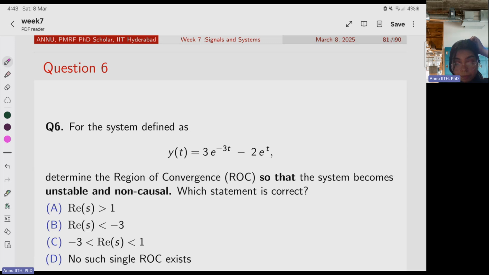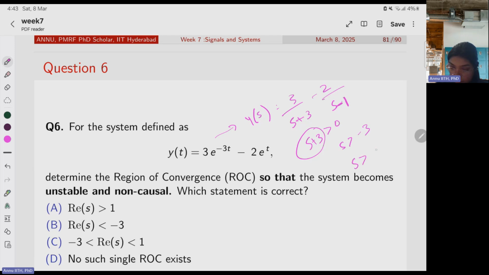Okay. So also for the system defined as y(t) equals 3 e^(-3t) minus 2 e^t, determine the region of convergence so that the system becomes unstable and non-causal. Which of the systems is unstable and non-causal? So if I determine Y(s) equals 3 divided by s plus 3 minus 2 divided by s minus 1, the poles are at s equals minus 3 and s equals 1.